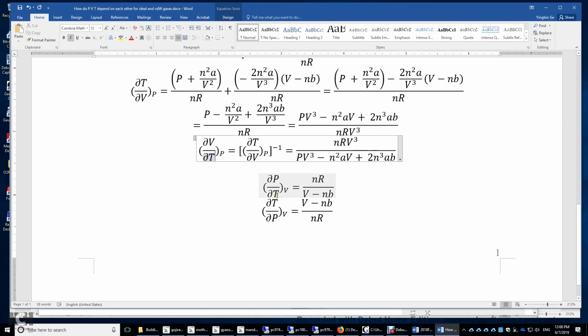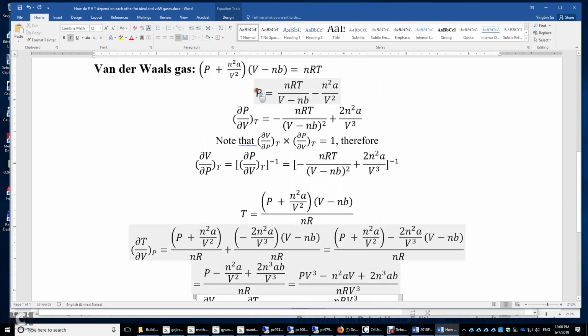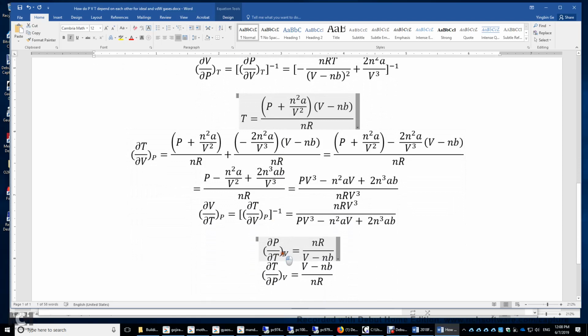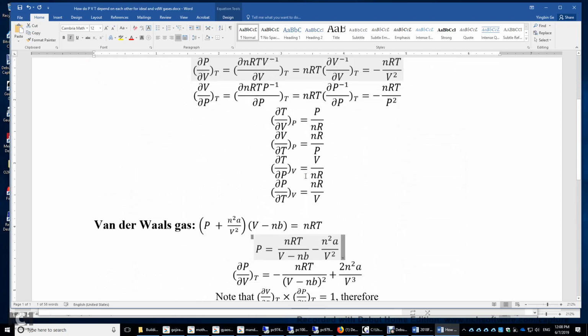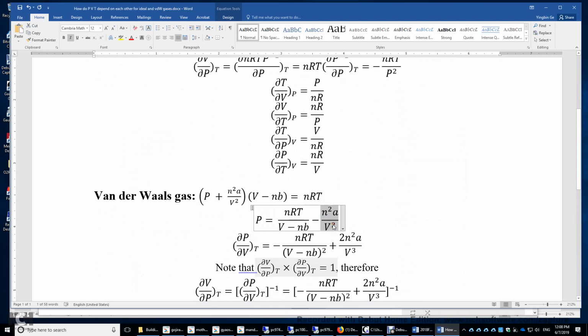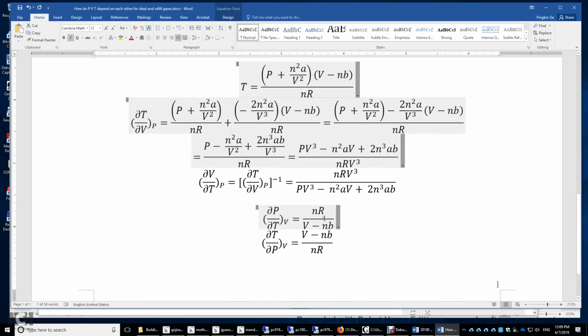Finally, delta P over delta T is really easy. P is just a function of T. And this part does not depend on temperature when the volume is held constant. Very important here, I'm holding volume constant. And if I'm holding volume constant, therefore this part is constant. This part does not depend on temperature. Only this part. This part is a constant times T. It's nR over V minus nb times T. Therefore, delta P over delta T is just nR over V minus nb. Delta T over delta P is the reciprocal of this guy, as long as we have the same subscripts.